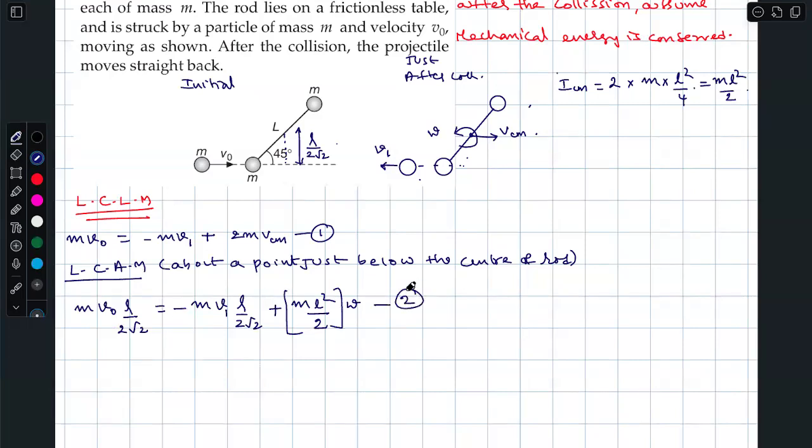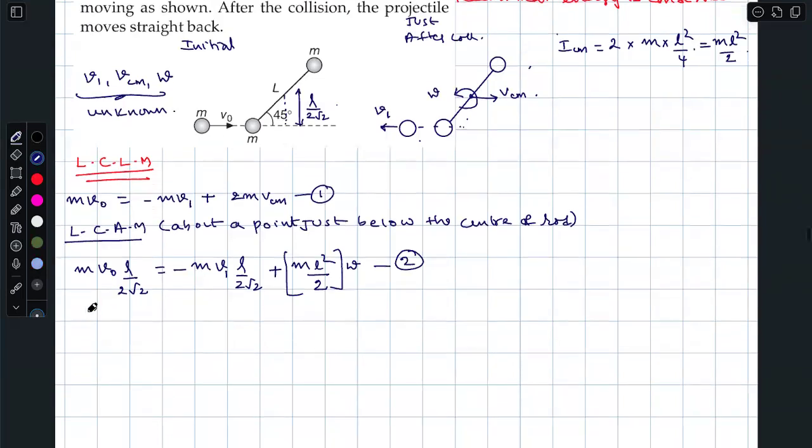Clear? What are the unknowns? The unknowns are V1, VCM, and omega. So you require one more equation. What is the other equation? Coefficient of restitution is equal to 1. So e is equal to 1.